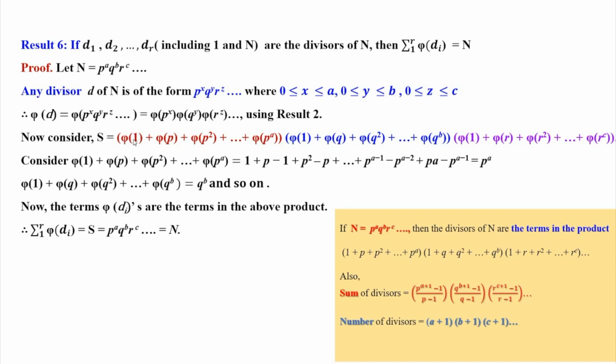We want to find the sum of them, which means we need to find the continued product, and we find that to be p power a, q power b, r power c, and that is nothing but n. So the summation of phi of di, ranging from 1 to r, is n. Thank you.